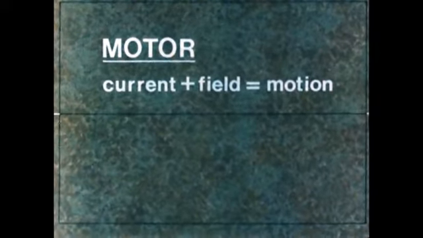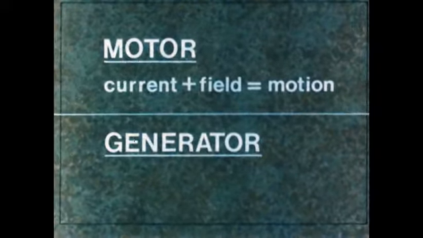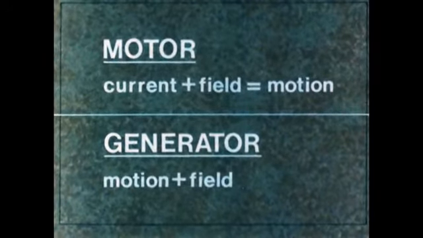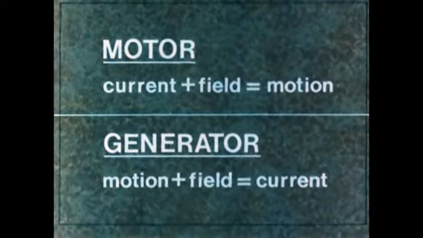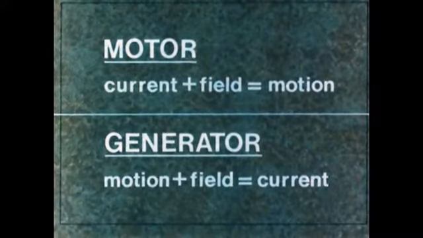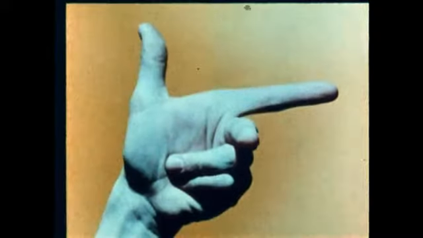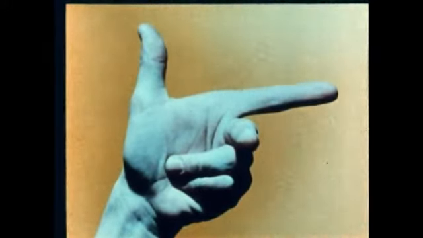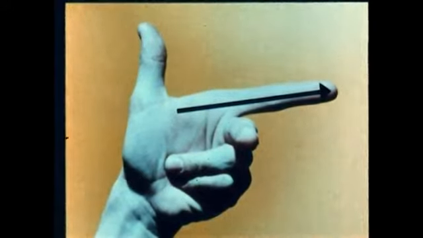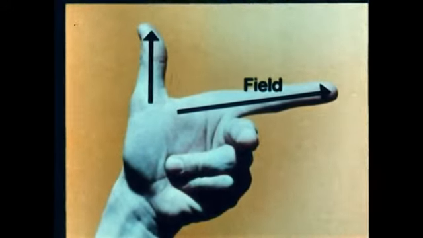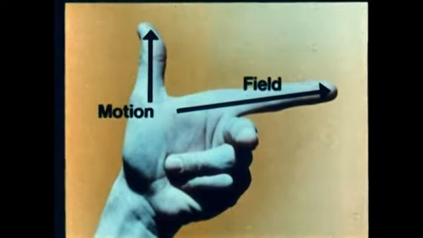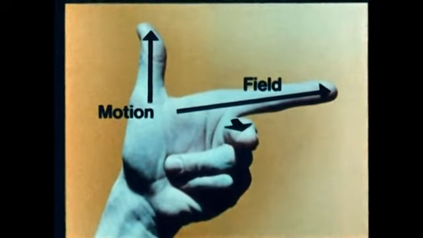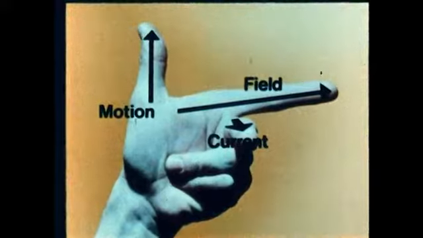So in a motor, current flowing in a magnetic field causes motion of the conductor across the field. In a generator, motion across the field causes current to flow in the conductor. And just as we had a right-hand rule for motors, we have a left-hand rule for generators. As before, the first finger points in the direction of the field. The thumb points in the direction of the motion. And the second finger will point in the direction of the current.